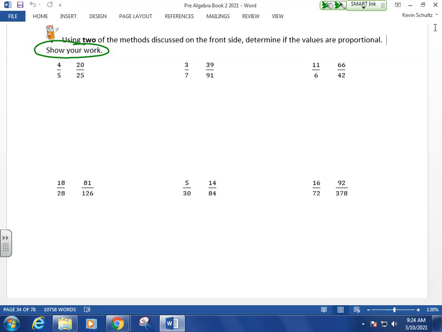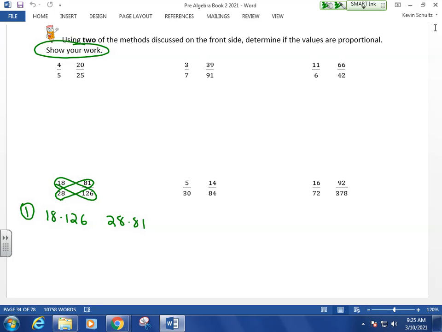Simplifying. Well, 81 and 126 are kind of larger numbers there. You might not quite know what to divide by. So that might not be the best method. Let's use cross products. For cross products, I'm going to put a little 1 here because this is method number 1. Cross products tells me I'm going to multiply the numerator of one by the denominator of the other, so 18 times 126. And I'm going to multiply the denominator of the first by the numerator of the second, 28 times 81.